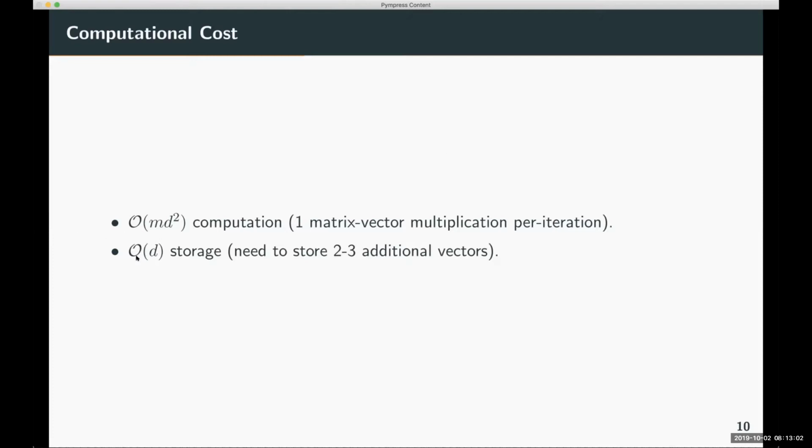And it's only order d in storage. So we don't need to store any additional matrices. We just need to store 2 or 3 additional vectors over the course of the execution. So this really is much, much lower cost in terms of memory than the Cholesky factorization.